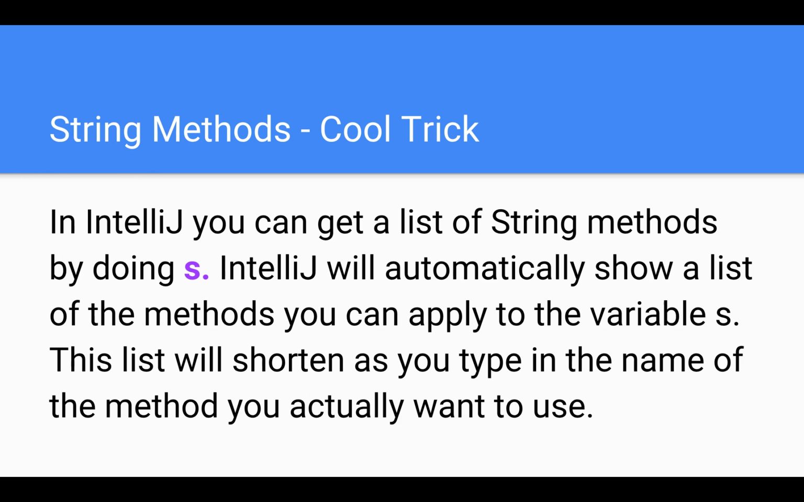So for string methods, a cool trick is that in IntelliJ you can get a list of string methods by doing s dot, and IntelliJ will automatically show a list of the methods that you can apply to the variable s. This list will shorten as you type in the name of the method that you actually want to use.